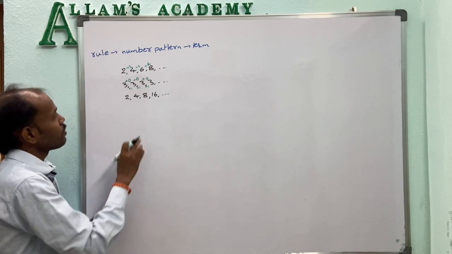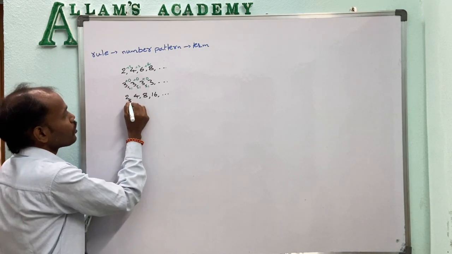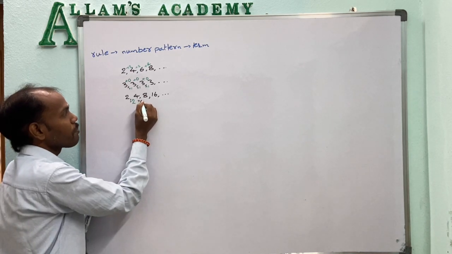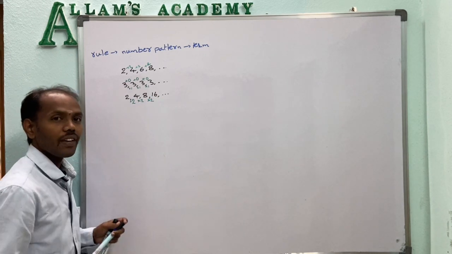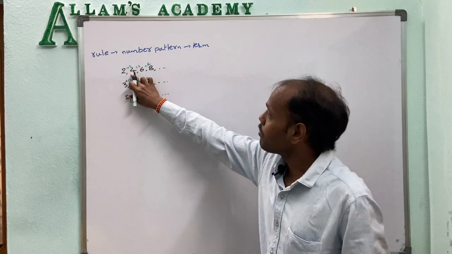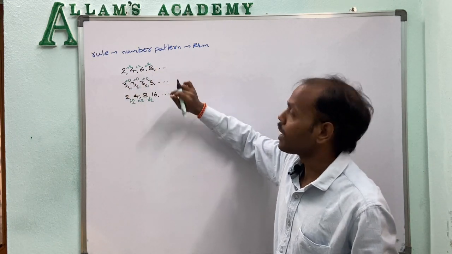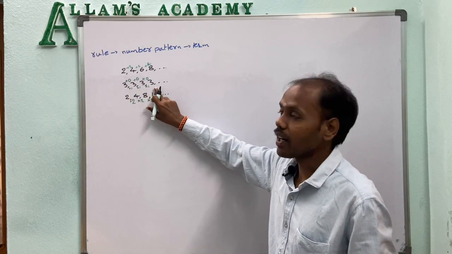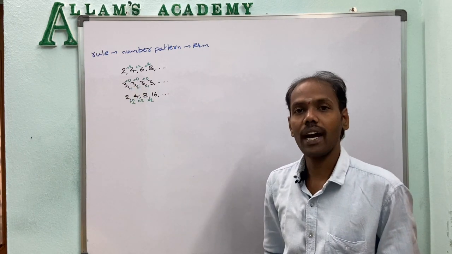Now in the third pattern we observe 2, 4, 8, 16. Here 2 multiplied by 2 gives 4, 4 multiplied by 2 gives 8, and 8 multiplied by 2 gives 16. That means if a common number is added to a term, we get a number pattern. Otherwise, if we multiply a term by a common number, we also get a number pattern.